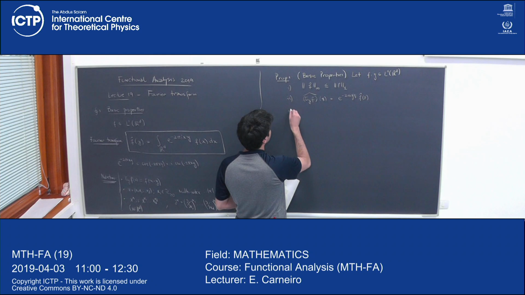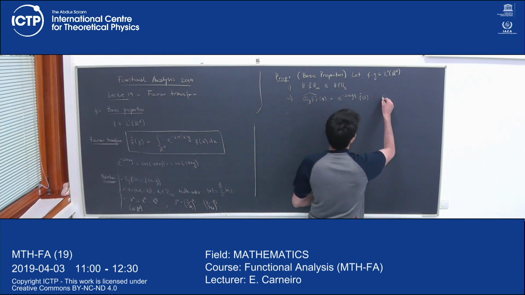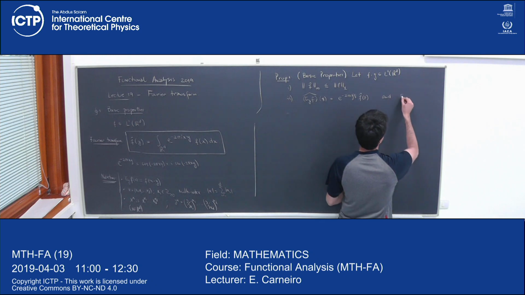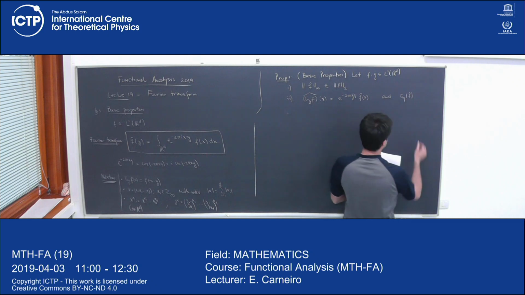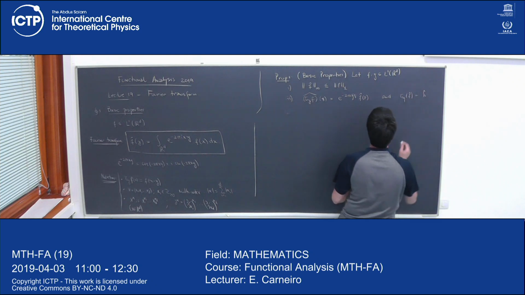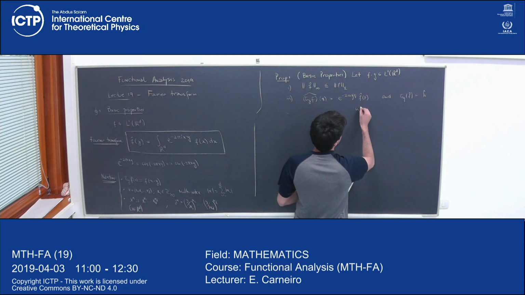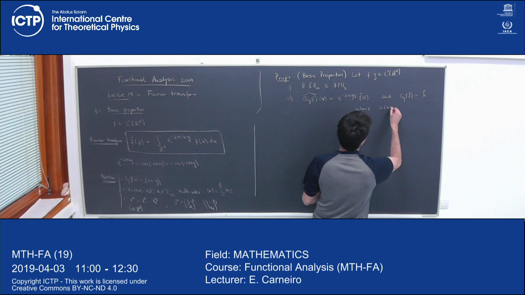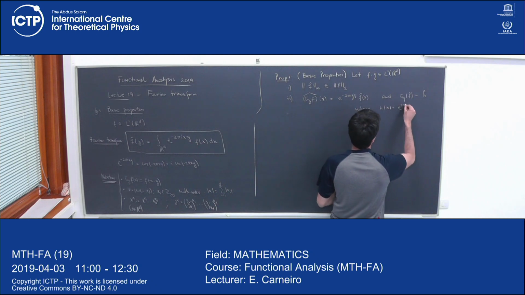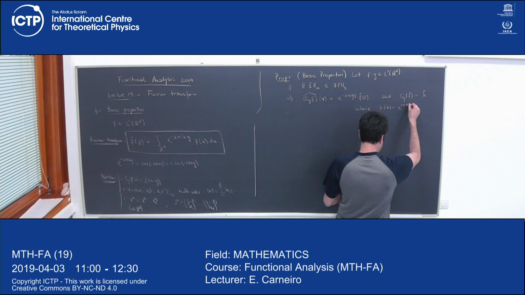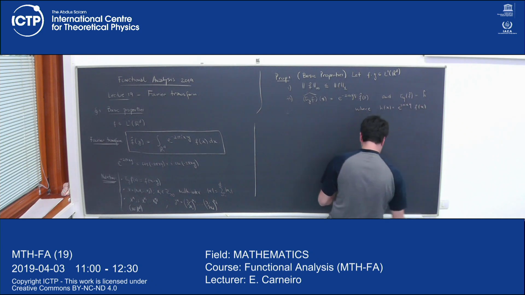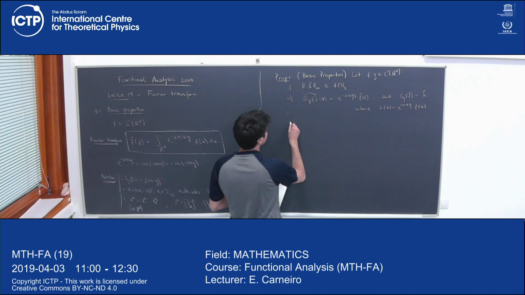Let me call it 3. And let's see, the Fourier transform of the modulated function is equal to h hat, where h of x is just e to the 2 pi i x eta of x, translated. It's good.